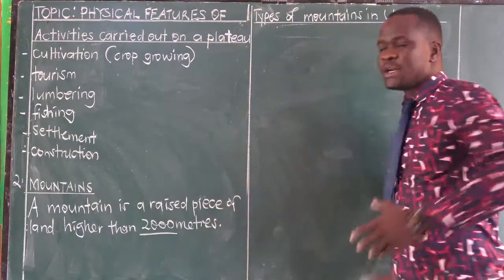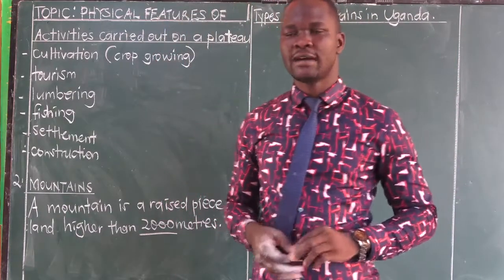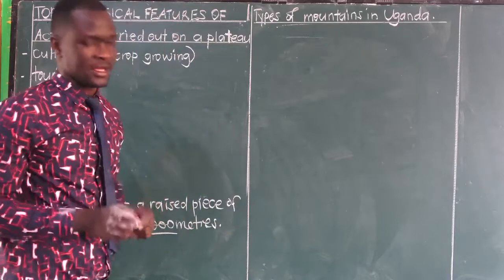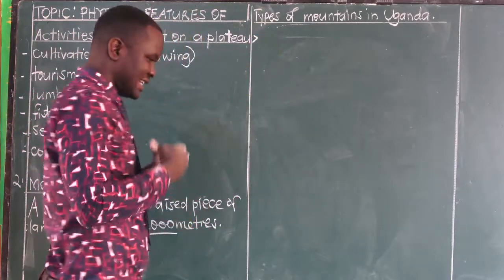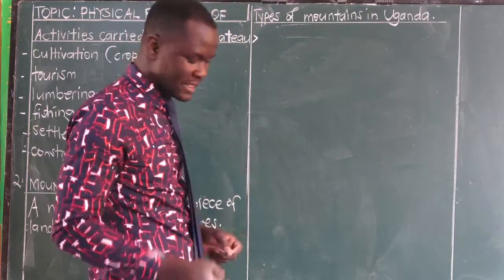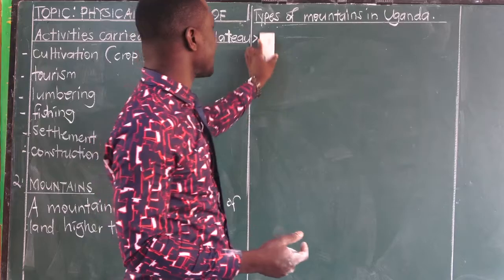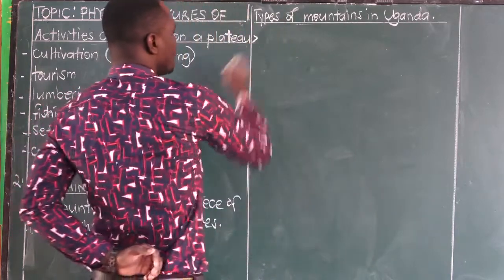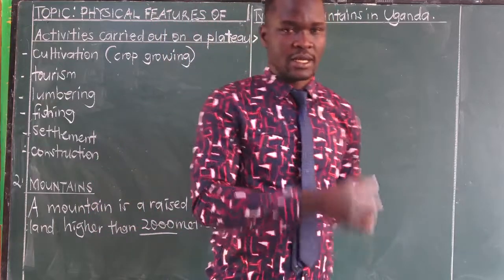So in this P.5 SST class, we are going to say that we have two types of mountains in Uganda. Which are these types? I know you must be running to give me the examples, but I have stopped you from that. I have said there is a big difference between the examples and the types. So when we come to the types, we look at the formation. How was this mountain formed?